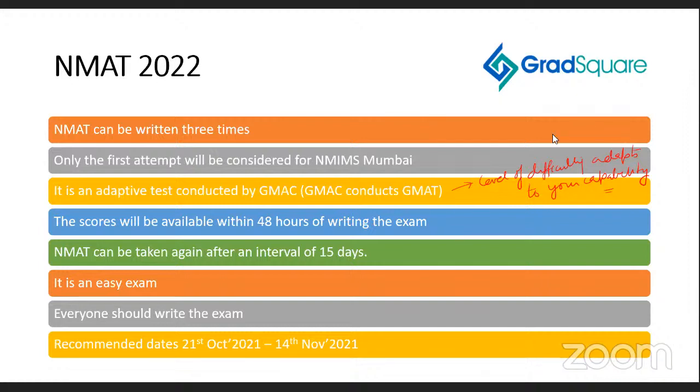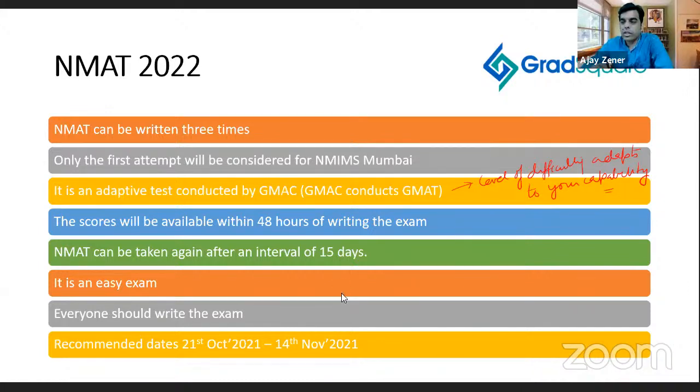So I hope the concept of an adaptive test is clear. Now the other thing that you need to keep in mind is that after you have written the exam, within 48 hours, you're going to get your scorecard, and this is a score that will count towards your NMIMS application form.